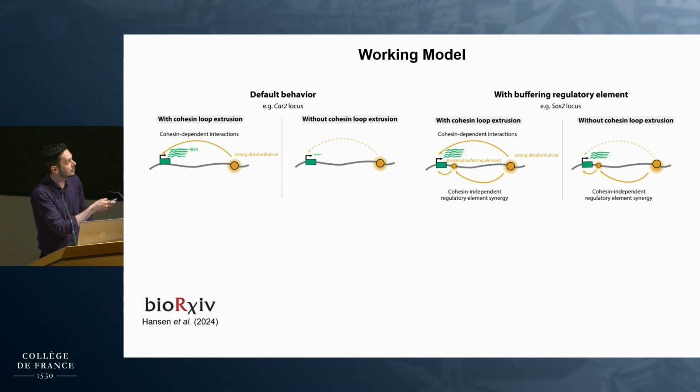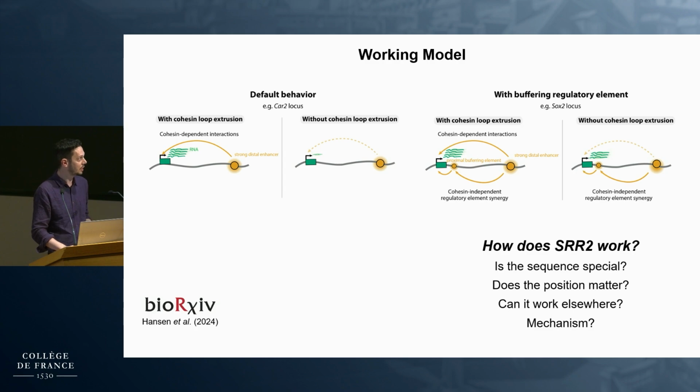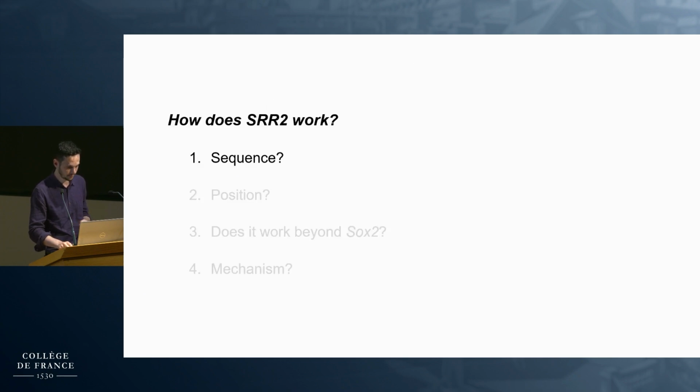This creates an axis that is cohesin-independent that enables the promoter to basically sense the presence of the distal enhancer. And if you remove the cohesin axis, this axis persists. It's only if you remove this element on top of removing the cohesin axis that now you see downregulation. So that, of course, raised key questions. How does this SR2 element work? Is it special? Is its position 3 kb downstream really important? Can it work elsewhere? And what is the molecular mechanism?